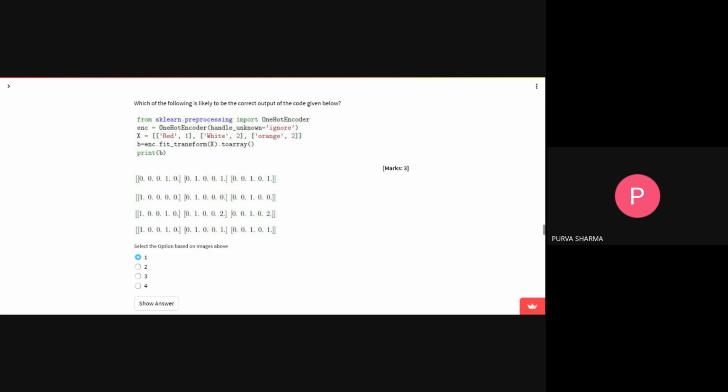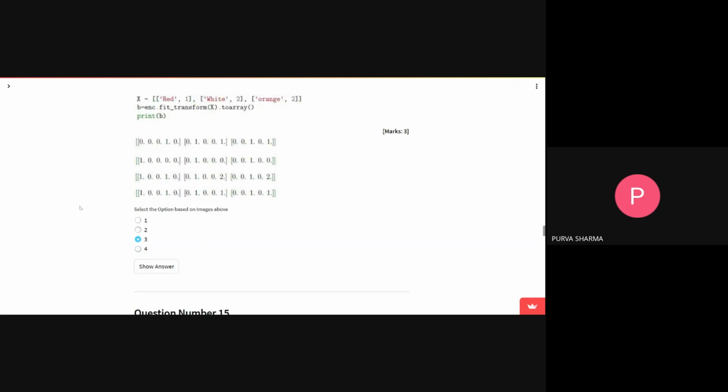Given number of awards, okay, what option? Third option. What about others? Third option. Okay, but how third option? We are doing one hot encoding, right? So how is it fourth option? Ma'am, second only I got. Second option, right? No, the correct answer should be fourth option.